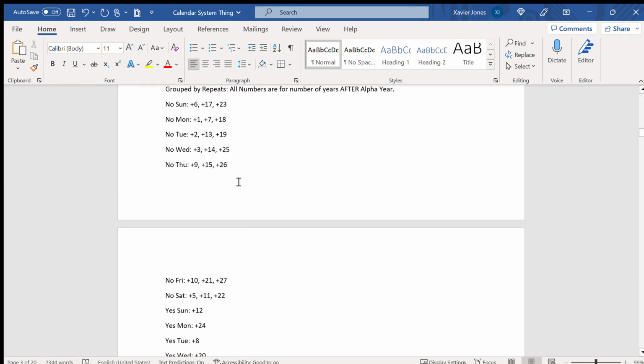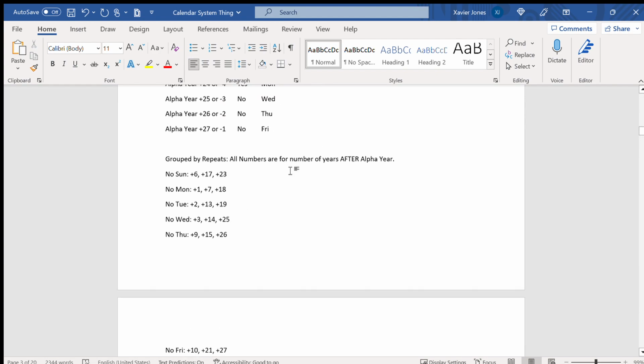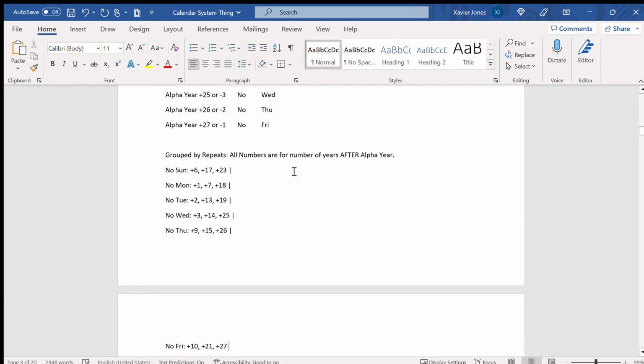I wasn't messing around when I made this. I put a lot of time and effort and testing into making this thing correct. Because if it wasn't correct, then what's the point?